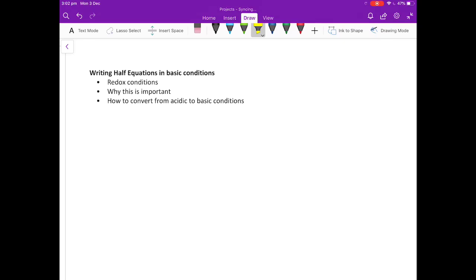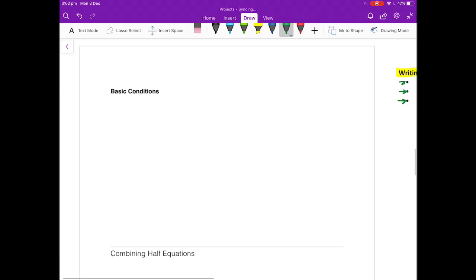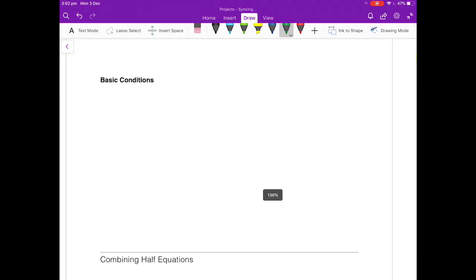Hey everyone! In the previous video we talked about writing half equations, and one thing I didn't mention was that in those examples, we wrote all of our half equations in acidic conditions. In this video we're going to be learning about how to write them in basic conditions. So we're going to talk about the different types of redox conditions, why these conditions are important and how they can present themselves in questions, and finally how to convert from acidic to basic conditions. So, basic conditions for redox equations.